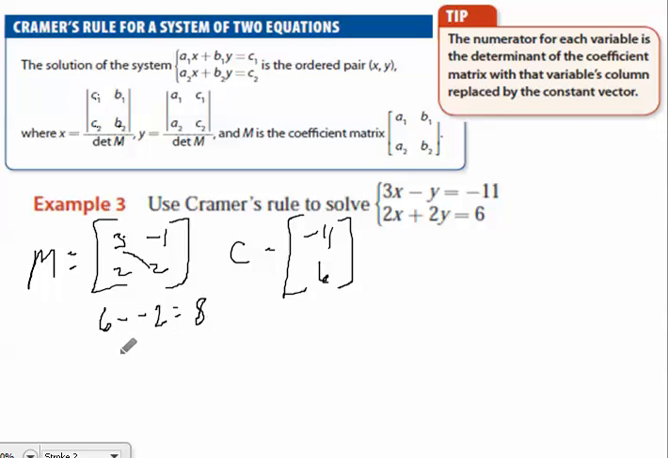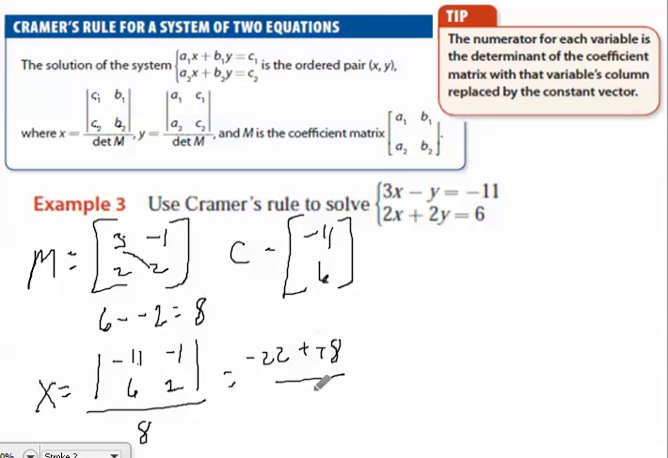Okay? We can then take x and say that x is going to be equal to, I'm going to replace this first column with my constants. And I'm going to find the determinant, negative 11, 6, and negative 1, 2, and divide that by 8. Negative 11 times 2 is negative 22, minus negative 6, which is plus 6, divided by 8, which is going to be equal to negative 16 divided by 8, which is a negative 2.